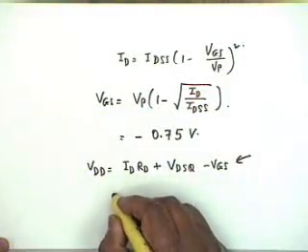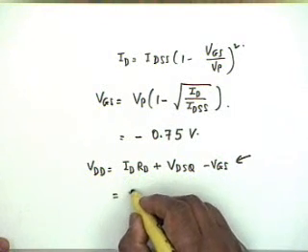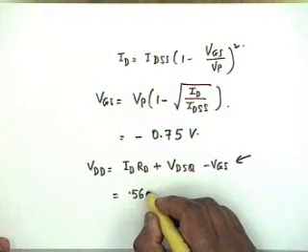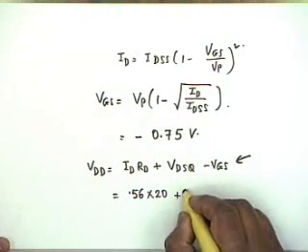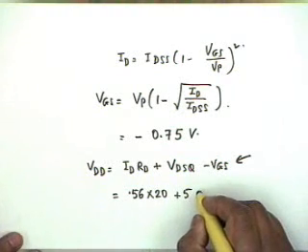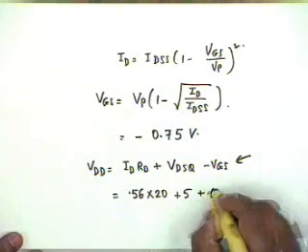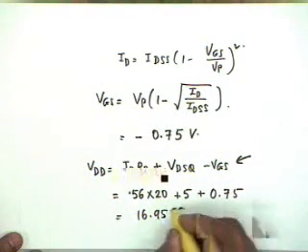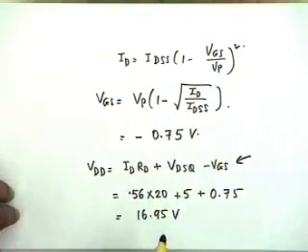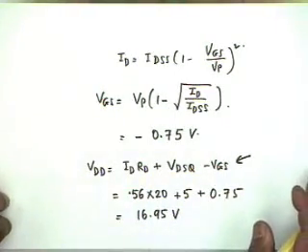So let's substitute the values. We get 0.56 milliampere multiplied by RD, which is 20 K, plus VDSQ, which is given as 5, minus VGS, which would be plus 0.75, and this comes at 16.95 volt. An odd value, but it can be adjusted. You can make a slight adjustment in RD to make it 17 volts or reduce it to 15 and so on.